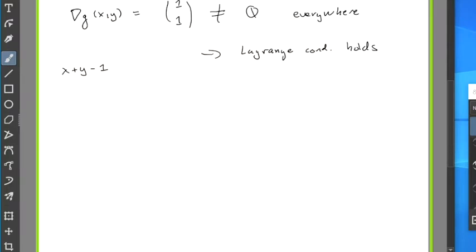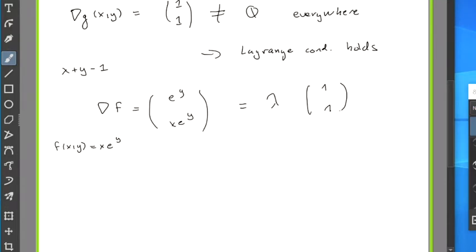Okay, but once we have checked that, we know that in the point where the maximum occurs, we have that the gradient of f, so f was x e to the y, so the gradient is e to the y, x e to the y. Partial derivative with respect to x, then the x turns into 1, and partial derivative with respect to y, then the e to the y still stays an e to the y. That should be equal to some lambda times (1, 1).